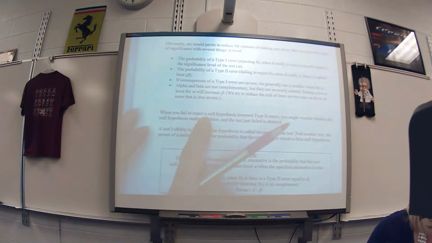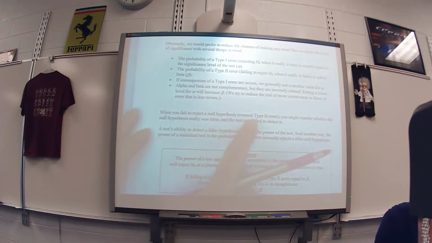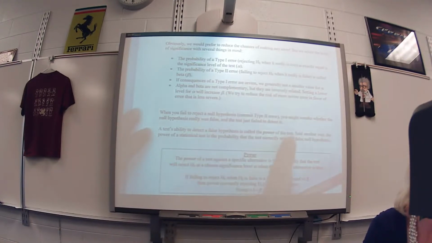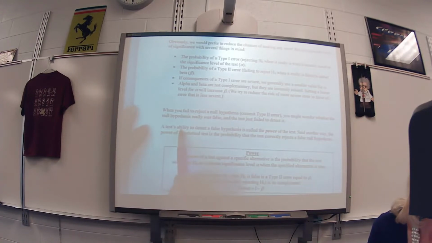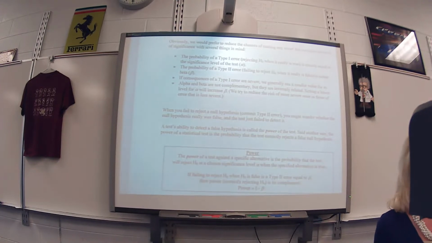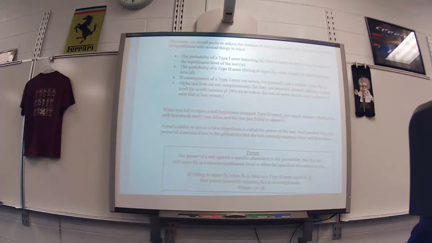When you fail to reject a null hypothesis, you commit a type 2 error potentially. You might wonder whether the null hypothesis really was false and your data just didn't support that. Your data didn't detect it. The test's ability to detect that false hypothesis is called the power of the test. If you're trying to figure out whether I have to reject that 80% claim from that basketball player, I want my test to be powerful because I want to know, is he really an 80% free throw shooter or is he not? I want a powerful test that will give me the right answer.